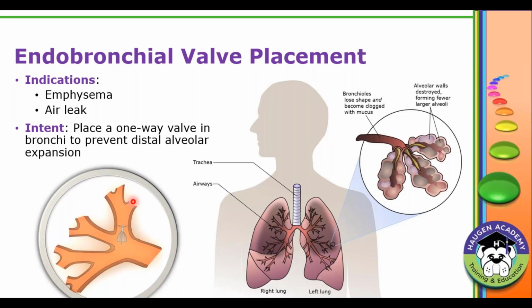This is a preferred method of treatment because it's reversible. If you think of traditional lung volume reduction surgeries, where it involves removing lobes of the lung, that's not something that's reversible. So in this one, they can go in and take this valve out in the future if they need to. And this can also be done for patients who have air leaks, and that would be for somebody who has an air leak distal to this valve.